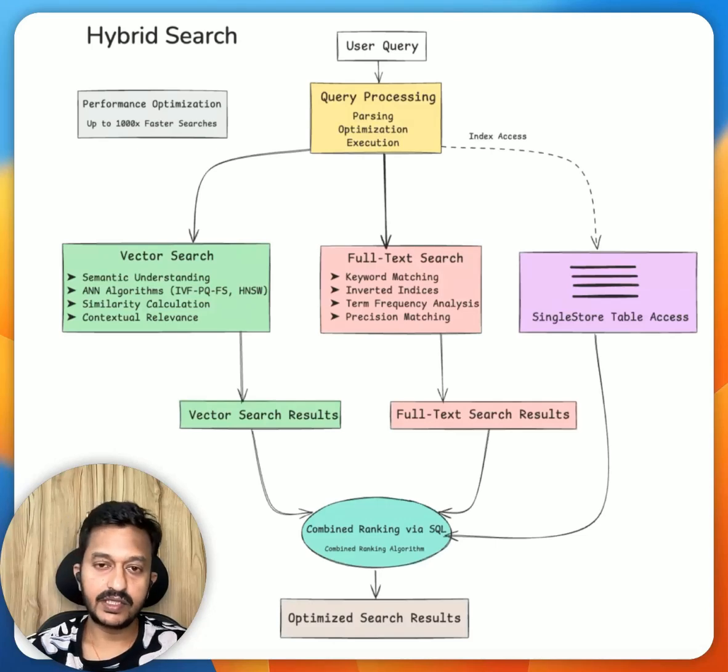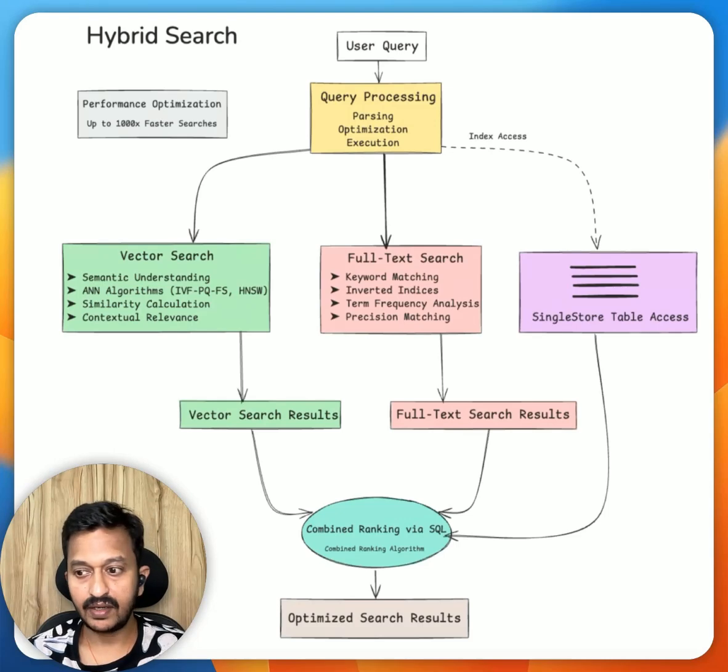Hey guys, so in this video, I just wanted to talk about hybrid search. What is it? How does it work? And why suddenly is it getting so much popularity and attention in the AI space, in the AI ecosystem, right? Like the name itself suggests, hybrid search is the combination of both vector search and full text search.